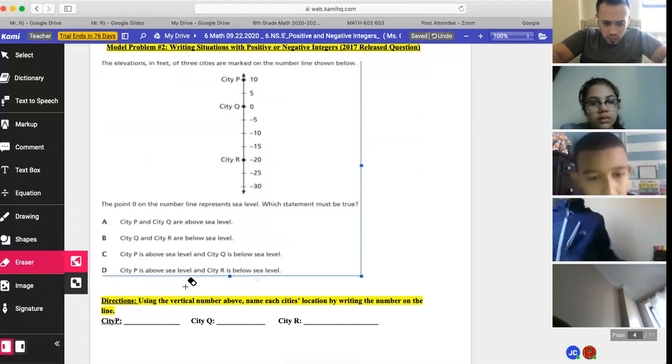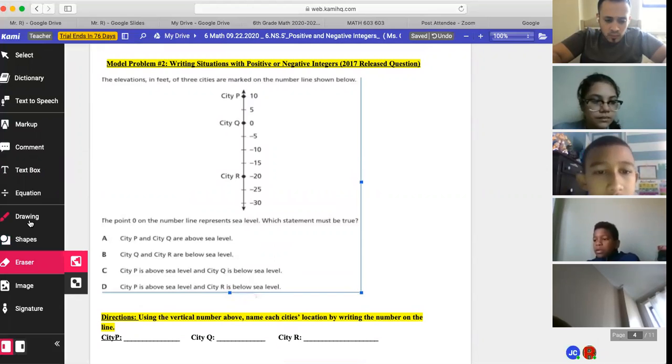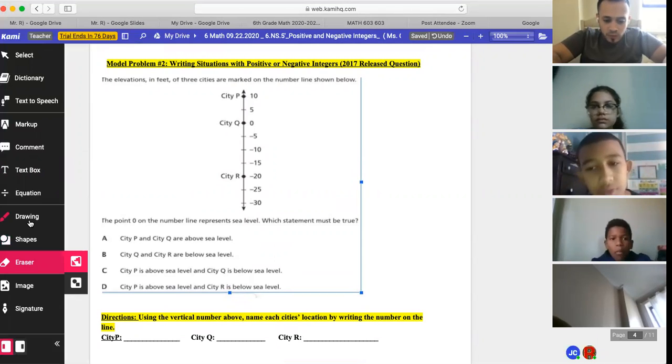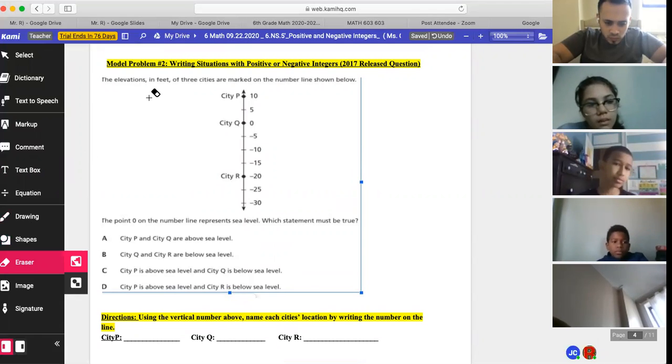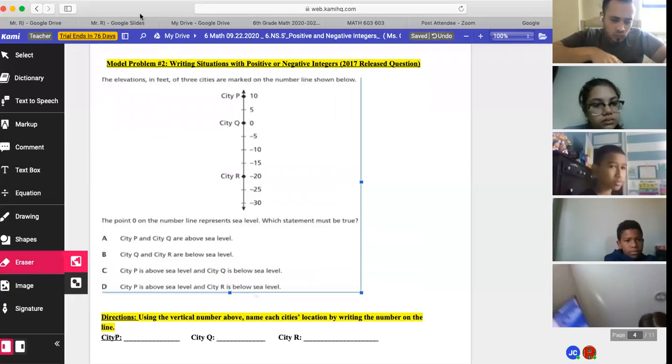All right, I'm sorry, this is a repeated question, I think. So the elevation in feet of the 3 cities are marked on the number line below. We got City P, City Q, up, someone else is coming in.